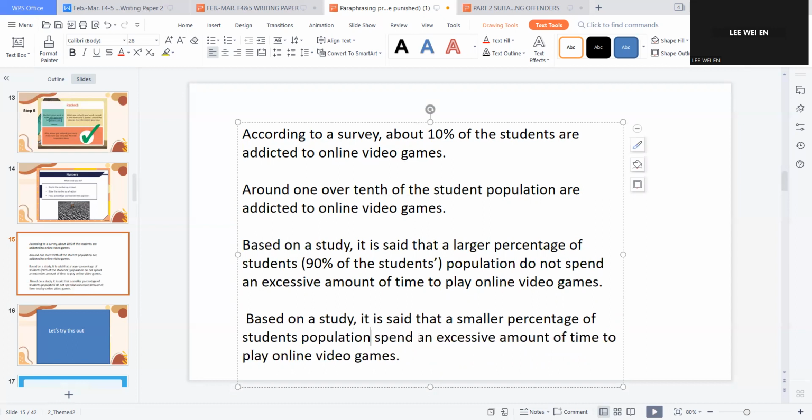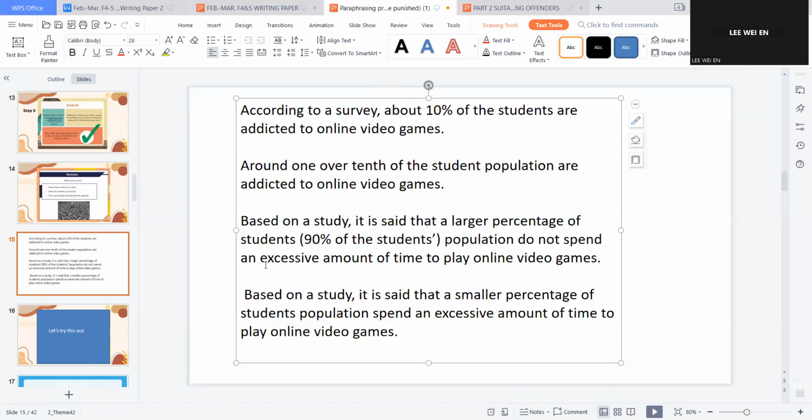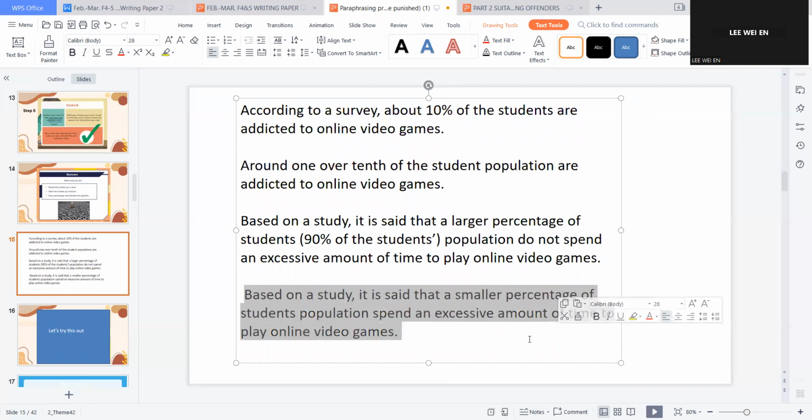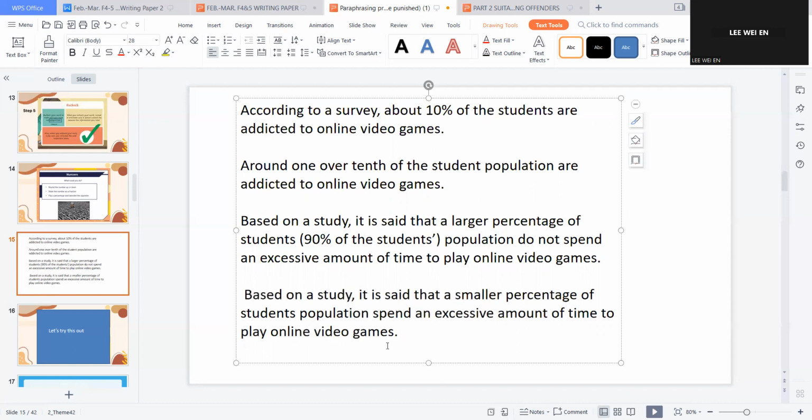Okay, like this. So this is another way of paraphrasing. Based on the study, it is said that a smaller percentage of student population spend an excessive amount of time to play online video games. But if I want to use an opposite way, I can say it is said that a larger percentage of students populations do not spend an excessive amount of time to play online video games. Do not, because this is a larger percentage. I do the comparison. So this is another way of paraphrasing it.